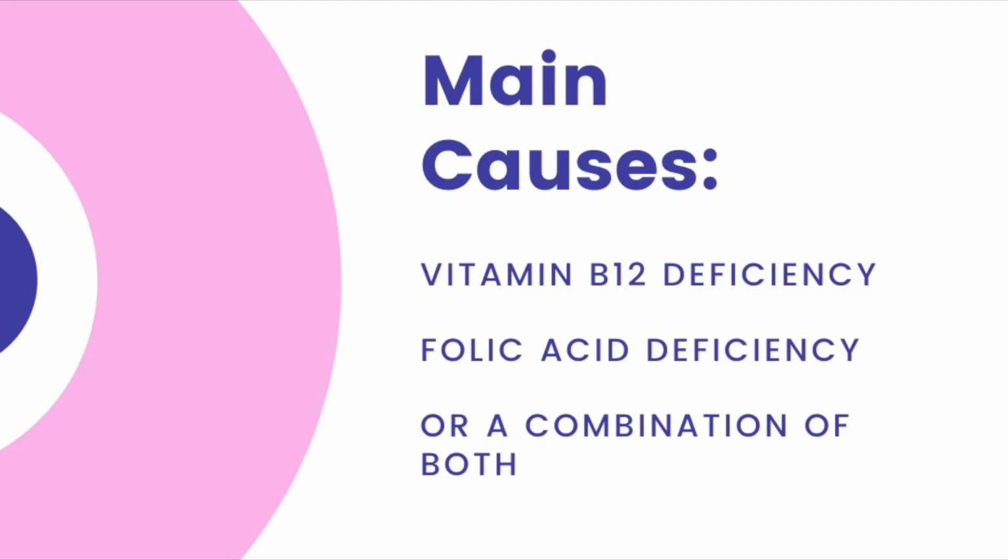So they die prematurely, and what you find in the peripheral blood are macroovalocytes. I'm going to expand more about the lab findings in a little bit, but for now, let's talk about the causes. So what causes megaloblastic anemia? There are two main causes: vitamin B12 deficiency and folic acid deficiency, or a combination of both.